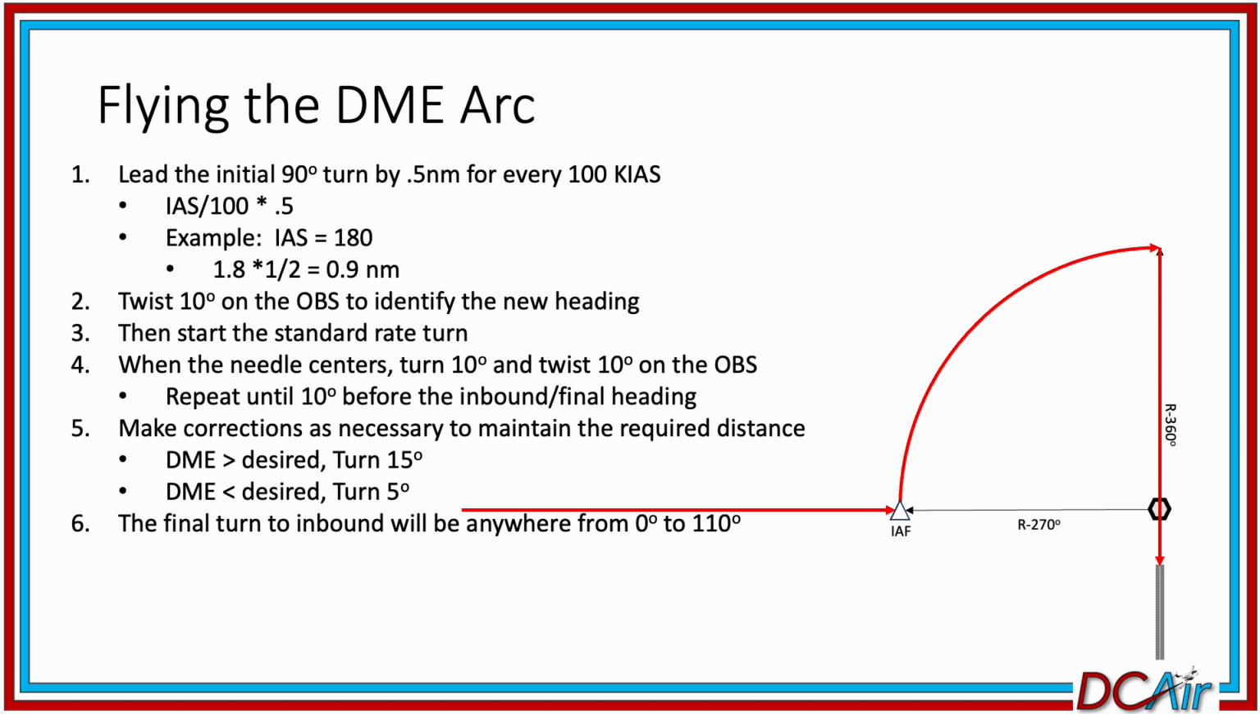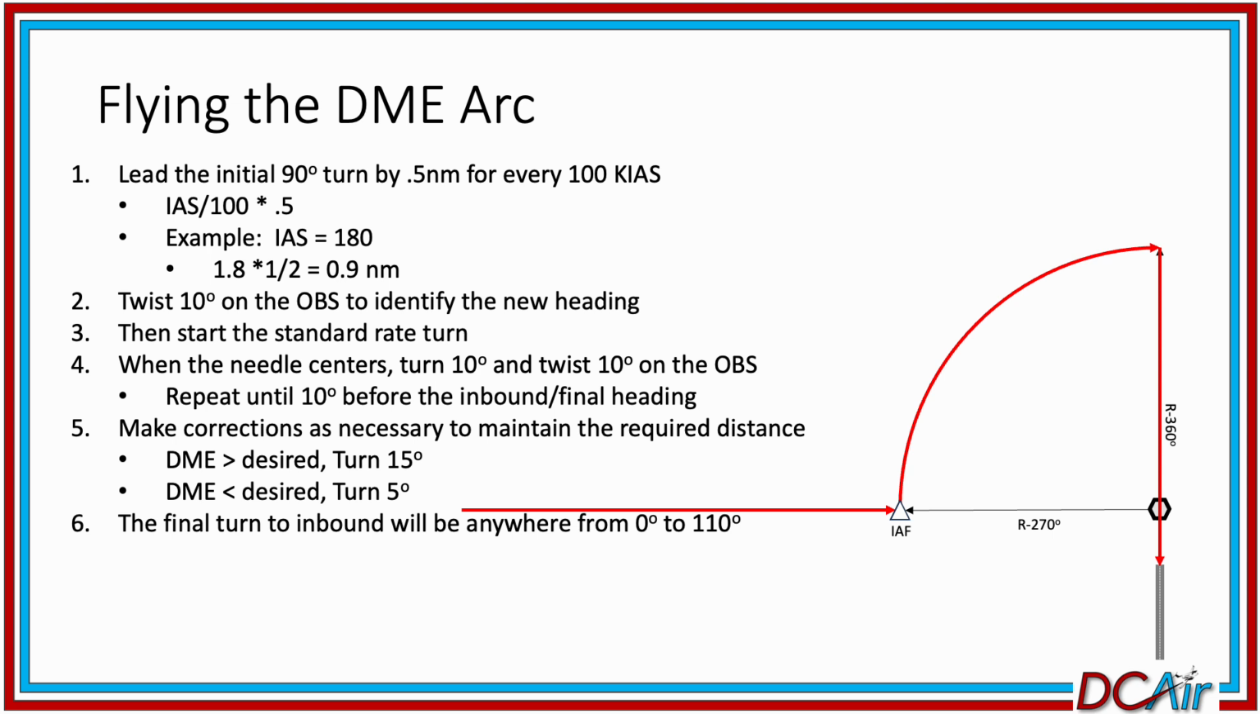4. When the needle centers, turn 10 degrees first, then twist 10 degrees on the OBS. 5th, these steps will repeat as you travel around the arc until 10 degrees before the inbound or final heading. 6th, as you travel around the arc, you may need to make corrections to maintain the required distance.